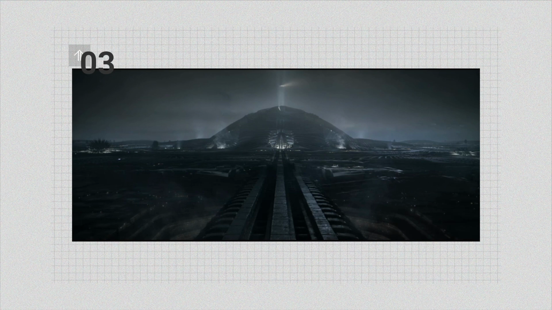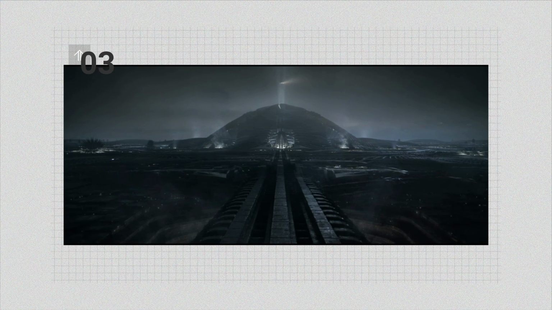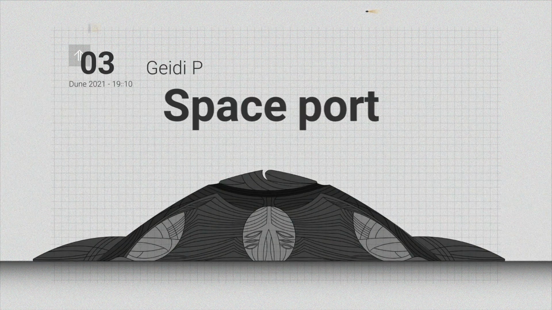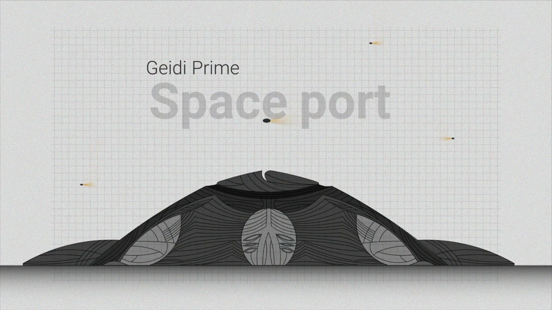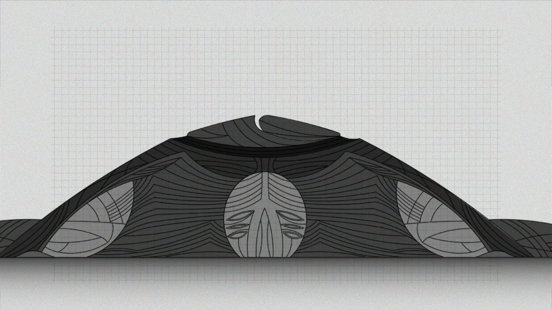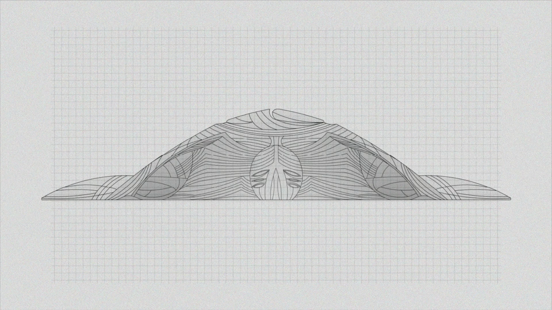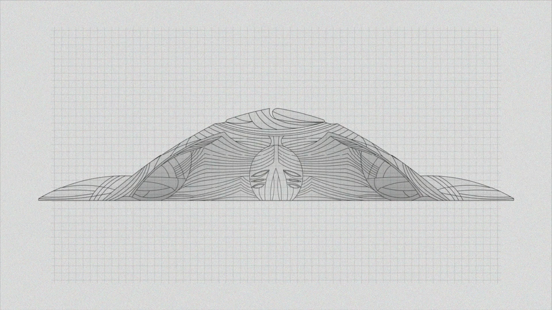Let's move on. The third one is the Giedi Prime spaceport. Other than being super moody and grim, you really can't tell what's going on in this scene, but we'll try anyway. There's a dome-shaped building with huge mechanical doors at the top, which led us to believe the weather must be rough for airplane hangars to sit out in the open. The scale of this building must be huge.